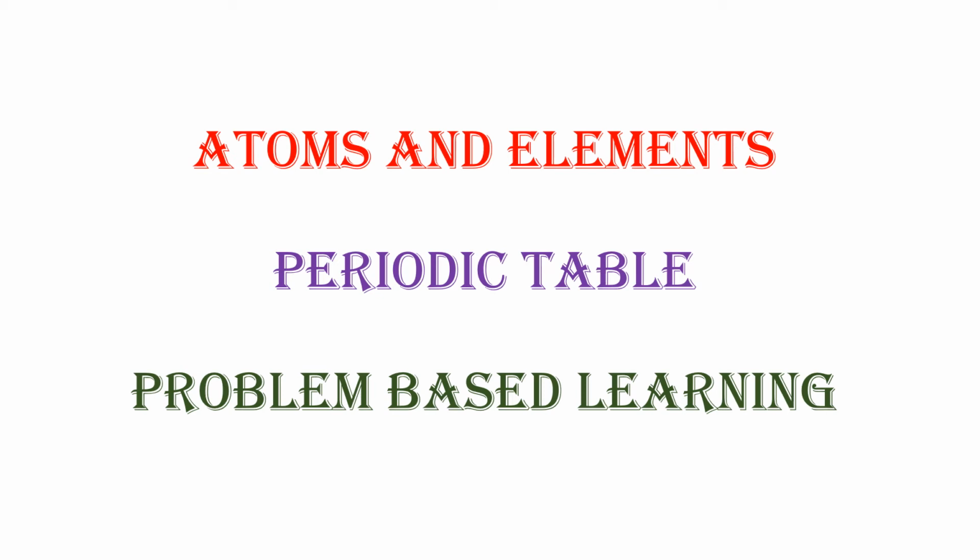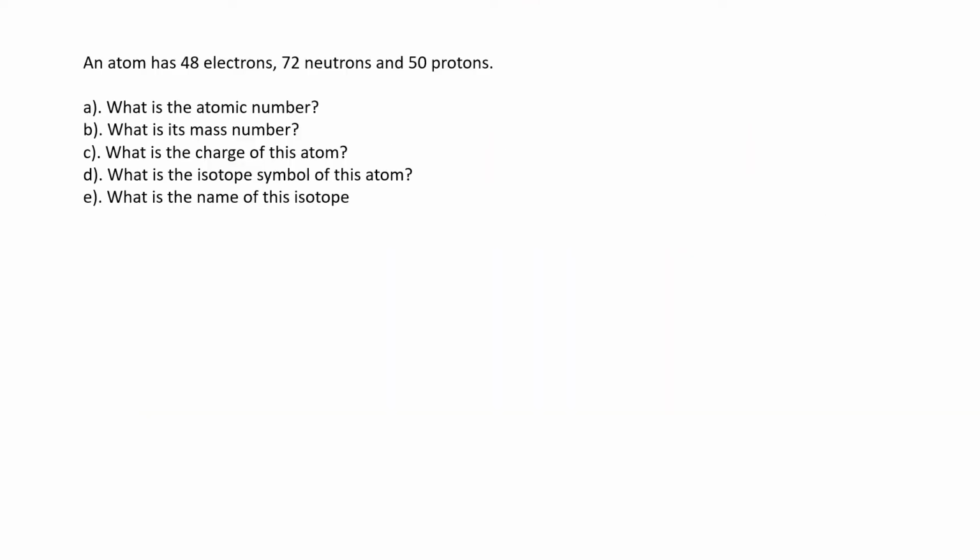Hello class, let's learn about atoms, elements and periodic table through problems. An atom has 48 electrons, 72 neutrons and 50 protons. Before we do these questions, let's look at what are protons, neutrons and electrons.